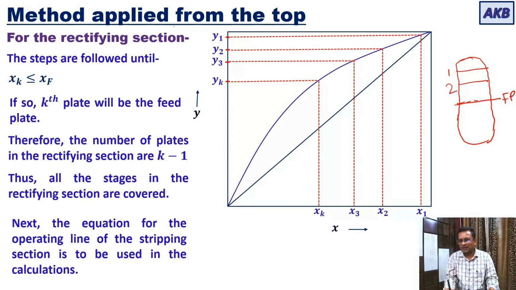And then K plate is over here, where on the feed plate the composition is XF, and on the K plate the composition is XK, but XK is less than XF, which ensures that you are in the stripping section. So that's why the next plate will be in the stripping section, and therefore you'll have to use the equation of the operating line for the stripping section. I hope this is clear to you.